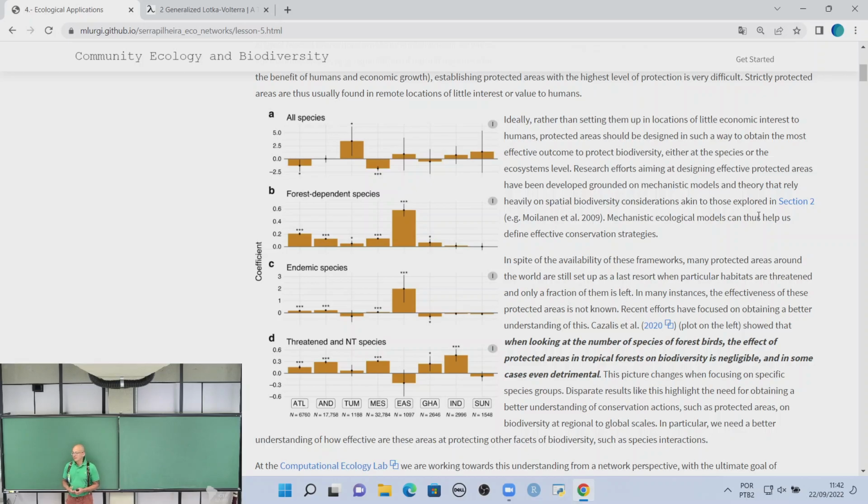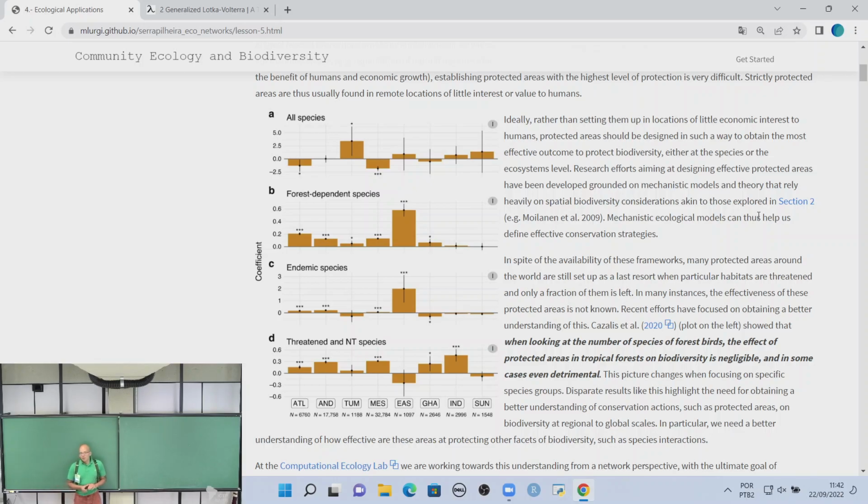I think the size of the protected area should be important to know if this area could work or not. With the model, we can calculate the minimum area that it should have or something.